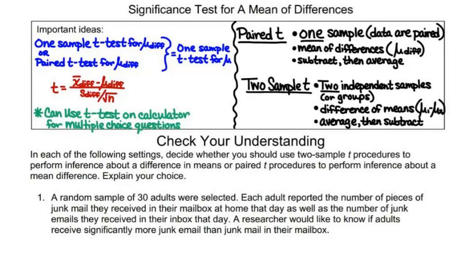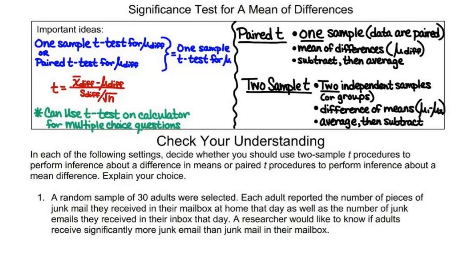Paired t, we have one sample. The data are paired together for each individual participant in that study. So you have two pieces of information about one person, and that happens for every single person that's involved. So mean of differences, that's mu diff. You subtract and then you average.